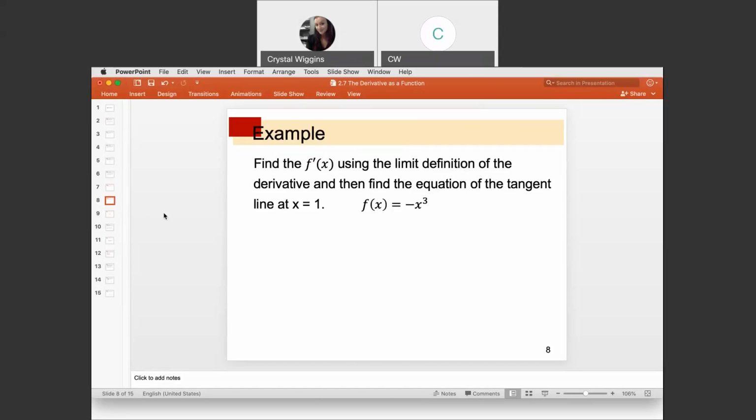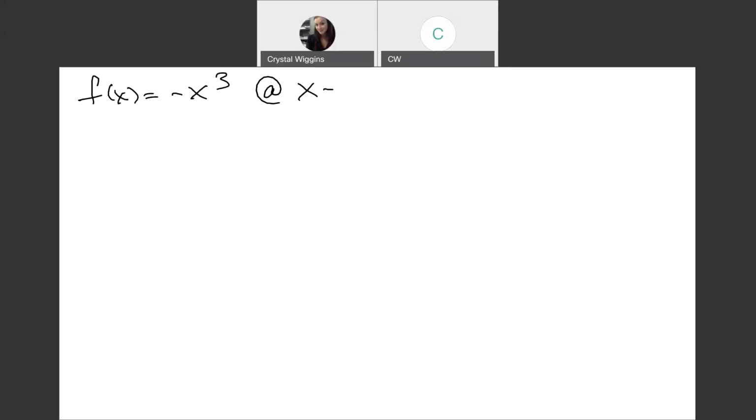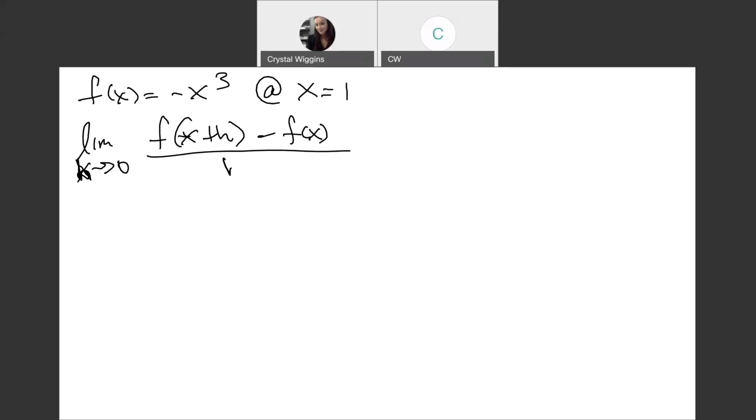Back to our whiteboard. So again, we're using the function negative x cubed, and we're trying to find the slope of the tangent line at x equals 1. But first, let's practice the definition without knowing the 1. So we're going to do the limit as h approaches 0 of f of x plus h minus f of x all over h.